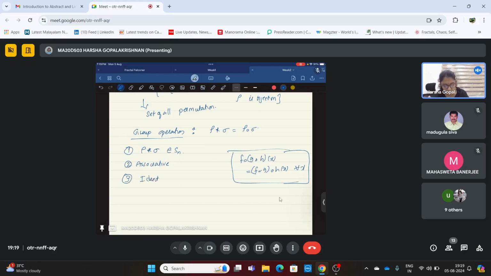Can you say what will be the identity element in this? We need the existence of an identity. We have the set of all permutations, that means the set of all bijective functions from the set 1 to n into 1 to n. What we need is the identity I, so that rho composite I is equal to I composite rho, and it should be equal to rho.